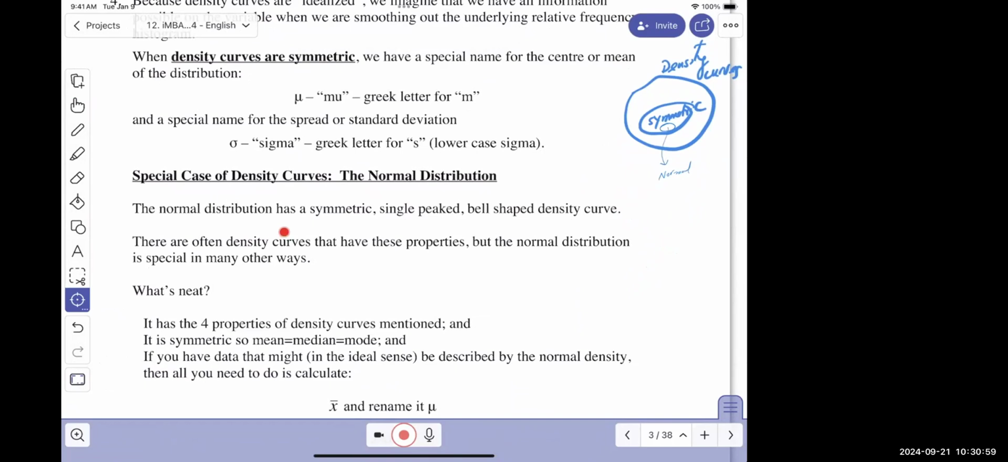If you see a density curve that is symmetric, it has one peak, because a symmetric one doesn't have to have one peak, right? This could also be, you could say that's symmetric, but it has two peaks. It's not perfectly symmetric, my drawing, but this has two peaks. That's not normal, okay? It has to have one peak and a bell shape, which we'll describe in more detail. There are often density curves that have these properties, but normal distributions are special.